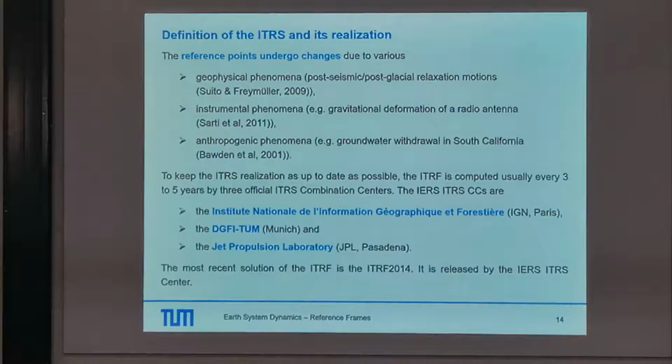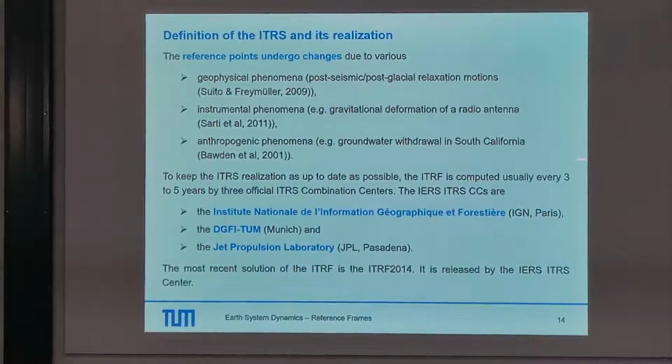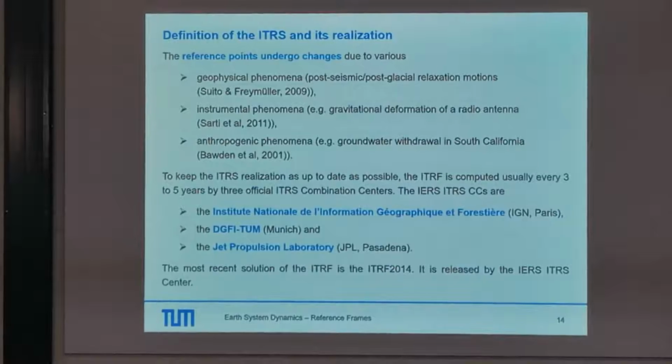To keep the ITRF realization as up to date as possible, the ITRF is computed usually every 3 to 5 years by 3 different combination centers, the so-called ITRS combination centers. There's one in Paris, in France, which is the IGN. Then there's the DGFI in Munich, part of the Technical University, and the JPL, the Jet Propulsion Laboratory of NASA in Pasadena, California. And the most recent solution of the ITRF is the ITRF 2014.